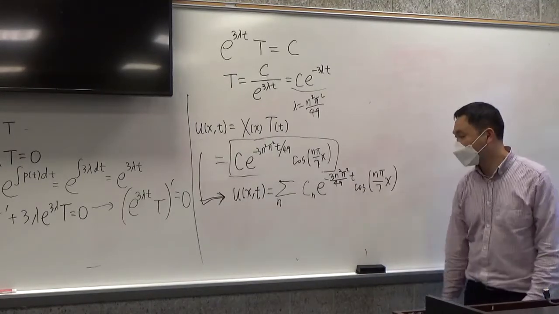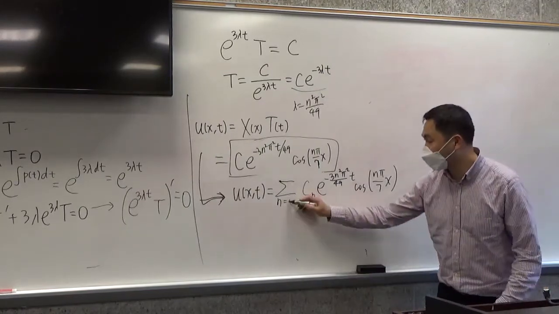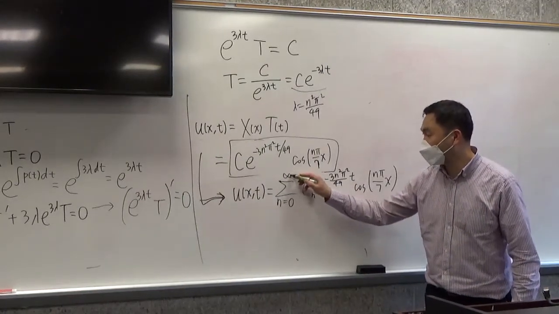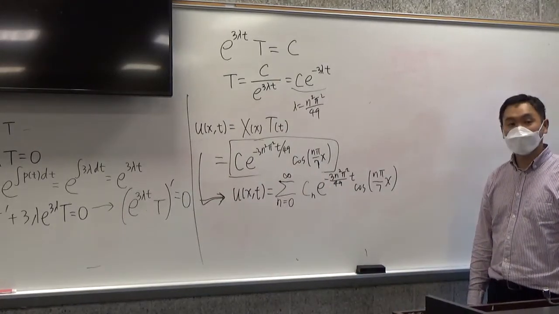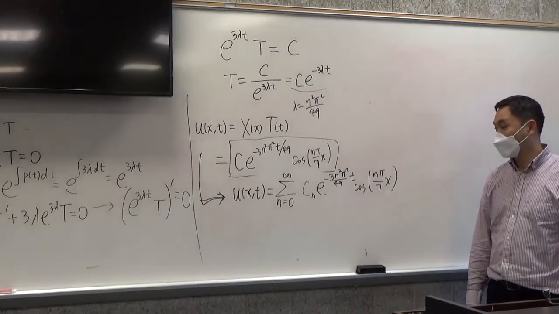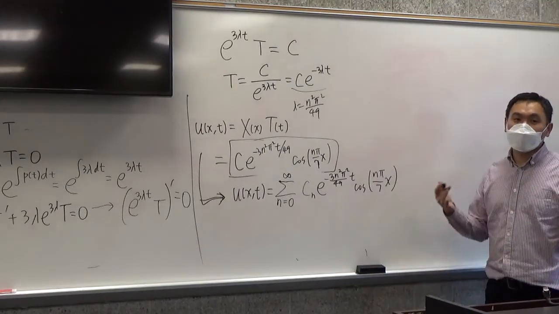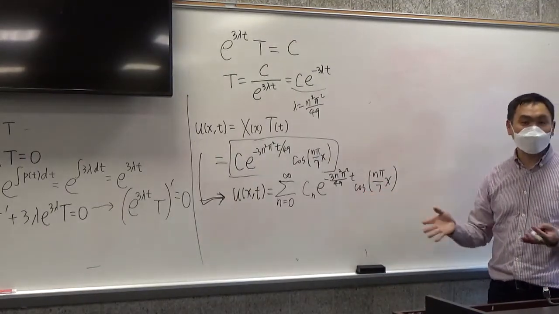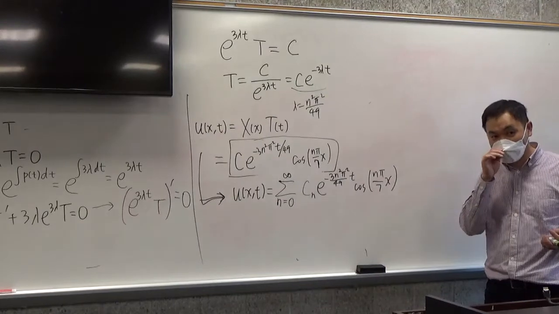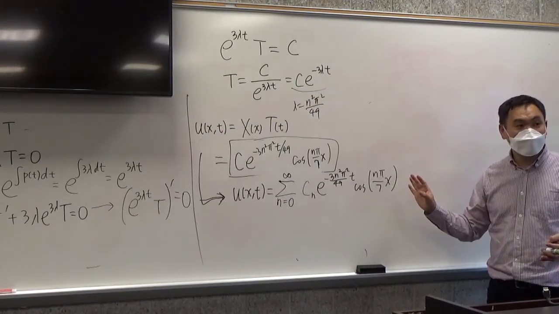And n starts from where? 0. 0, thank you. You start from 0, and you go up to infinity. And this is the general solution. Well, we actually don't know. Maybe there are some other solutions that cannot be expressed like this, but we don't care. As long as we can make this somehow satisfy the initial condition, then we're all good.